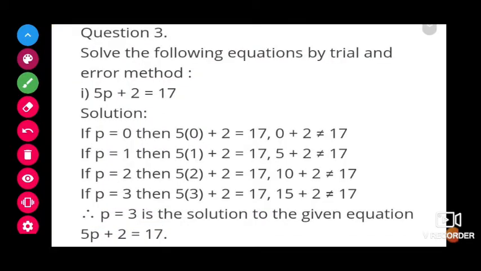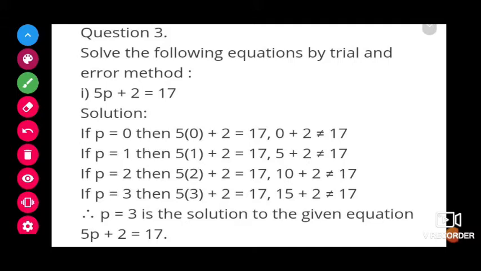Next, question number 3. Solve the following equations by trial and error method. They are asking us trial and error, children, because we are not following any procedure. Whenever we are solving equations, we normally have some procedure to find the answer. Two procedures are there mainly for you this year. I will teach you, but before that, we will just make a trial.